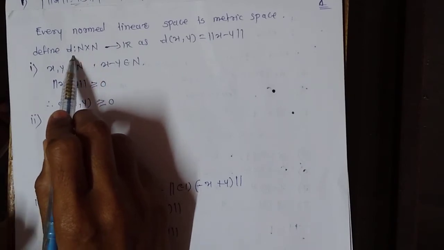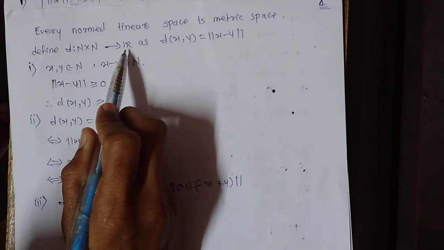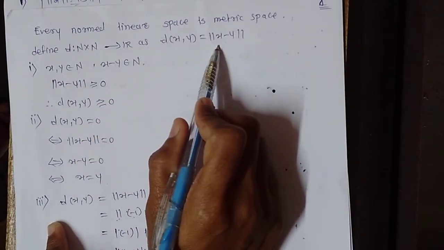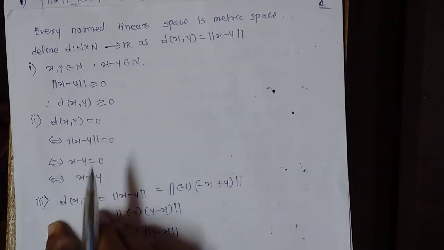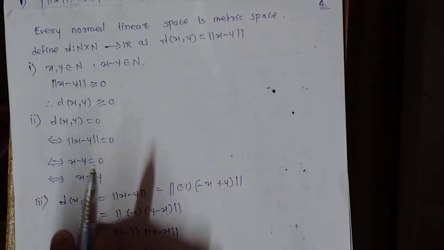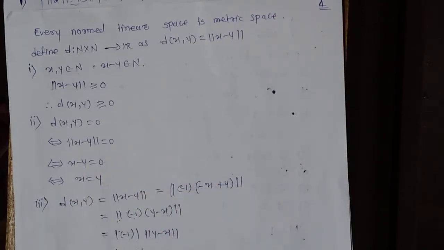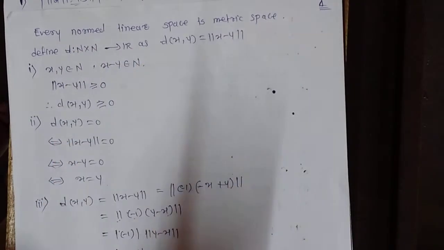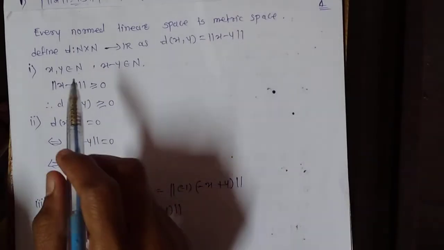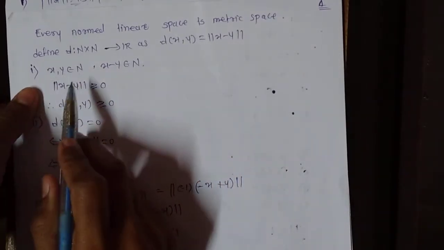D is a function from N cross N to R, defined as D of x, y is equal to the norm of x minus y. You know the properties of a metric. The first property is non-negativity, the second is non-degeneracy, the third is commutativity, and the fourth is the triangle inequality. You have to verify these four properties to show that D is a metric on N, that is, a normed linear space.